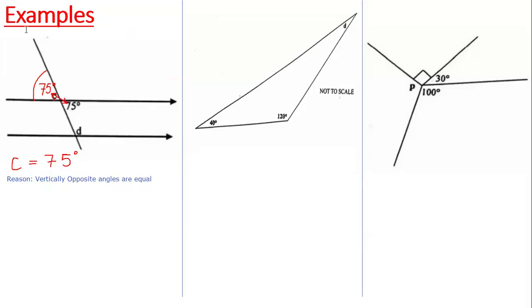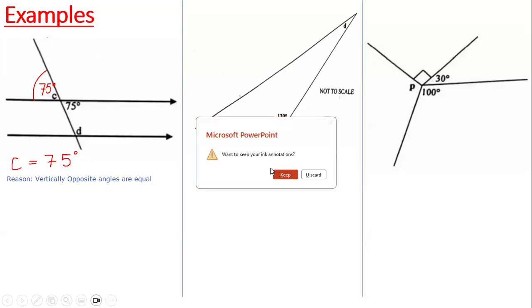Next, let's do D. Anyone got anything for D yet? 105. How do I get 105? One second, let me adjust this.